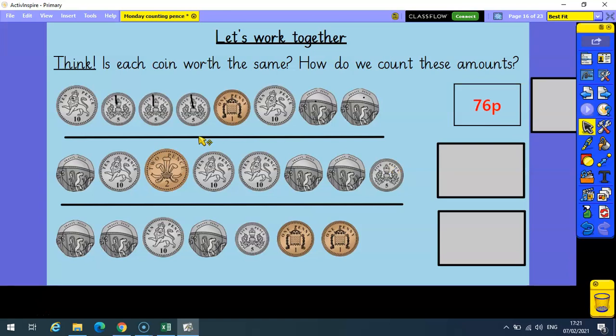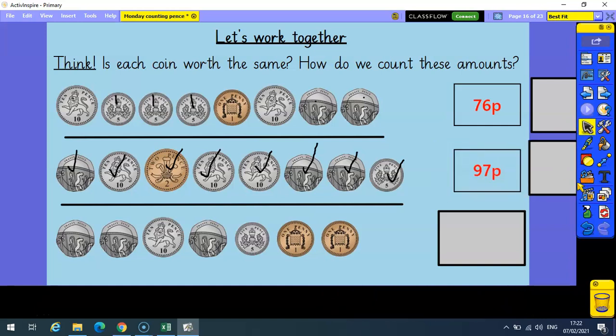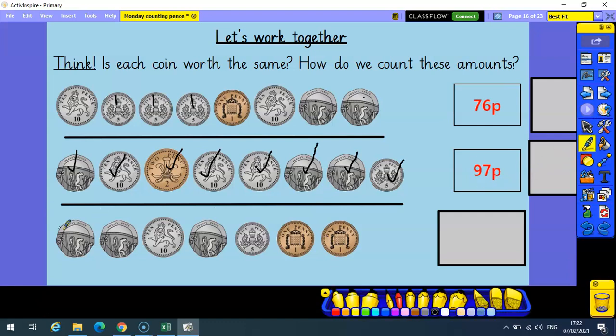Okay, again, we're going to do that again. We're going to start with the coin of the highest value. So again, it's the 20s. 10, 20, 30, 40, 50, 60, 70, 80, 90, 95, 96, 97. 97 pence, 97p. Last one then, last practice.